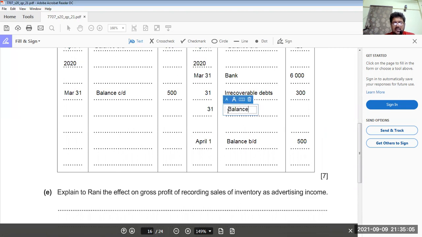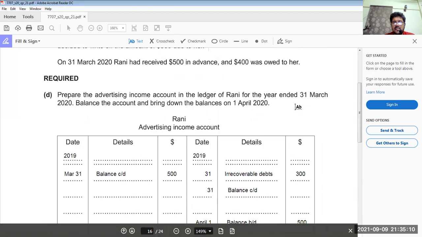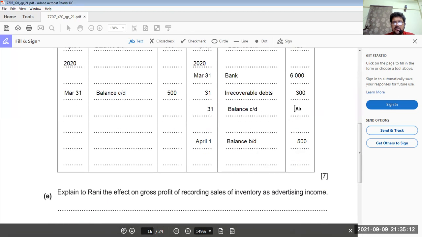Balance CD 400. Done. And this will appear over here as balance BD. Balance BD as 400 receivable. This is 500 prepaid. BD come on this side and this side, and the CD on the opposite sides.